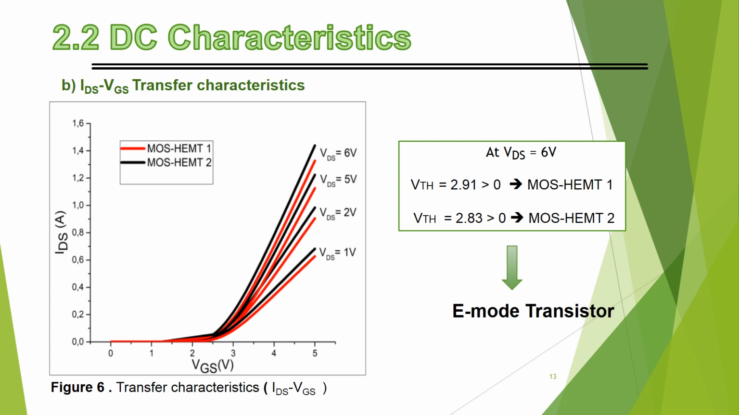Second, we have the transfer characteristics, defined by the threshold voltage. Figure 6 presents the drain current IDS versus gate source voltage VGS. The extraction of the VTH is obtained by extrapolation of the transfer characteristics at IDS equals 0. The value of VTH is greater than 0, so the operating mode of the transistor is enhancement mode, or E-mode.